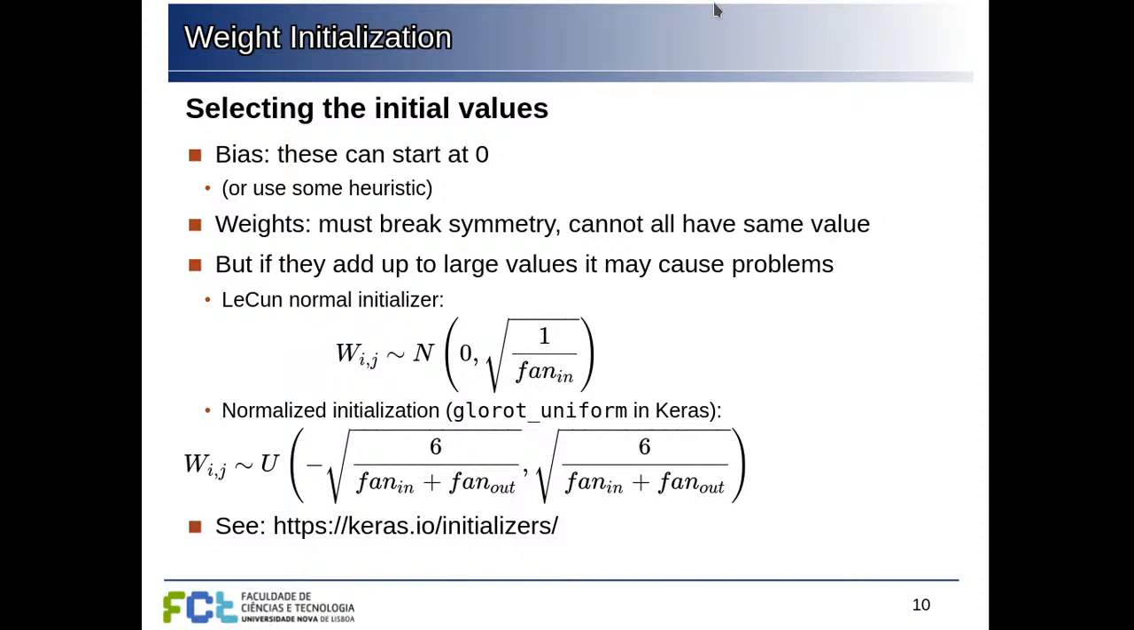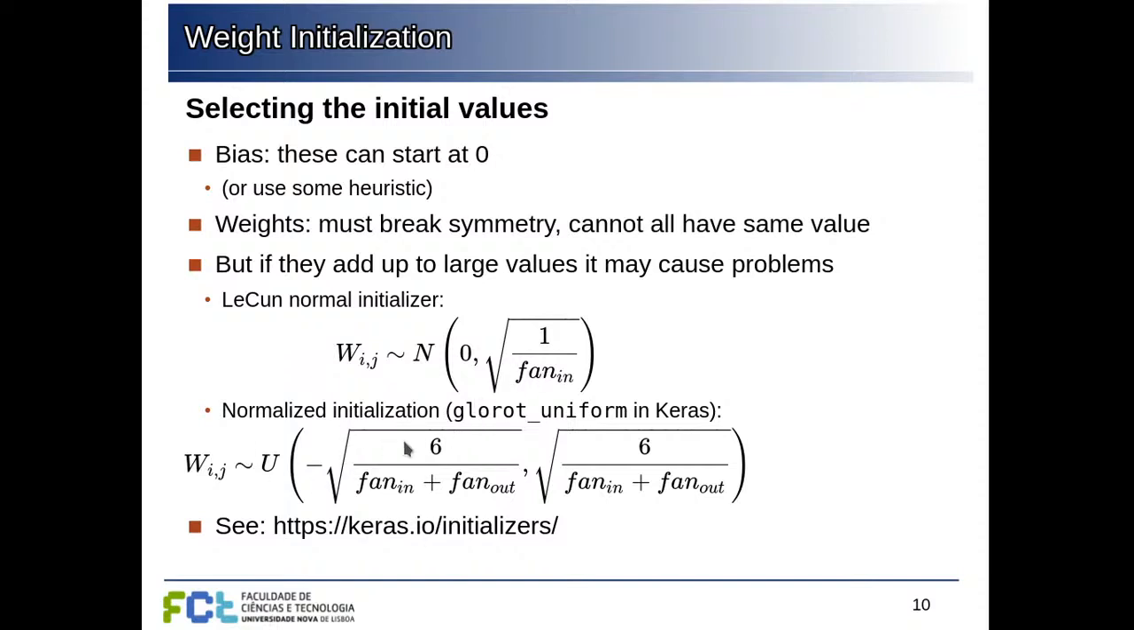So there are other more sophisticated methods. This LeCun normal initializer uses a normal distribution for the weights, but it has a standard deviation that is the square root of 1 over the number of inputs into the neuron. So we are calibrating by the number of values that are coming into the neuron.